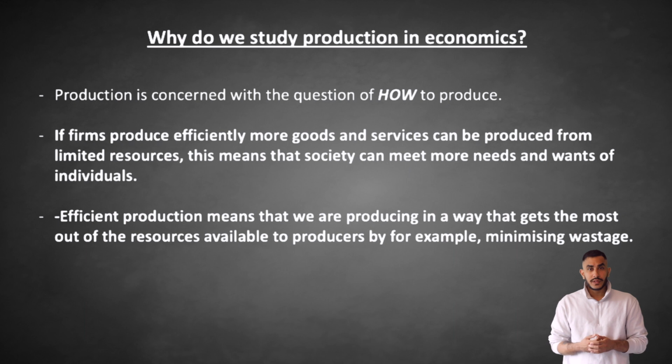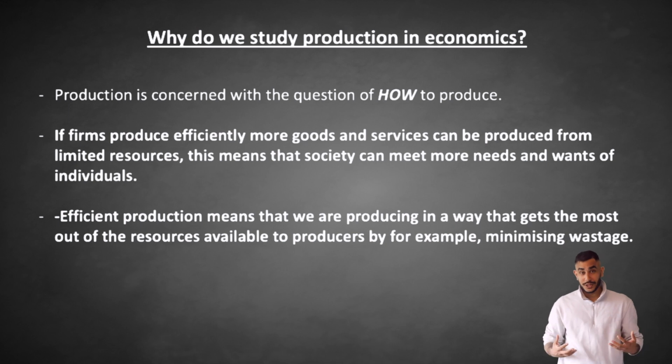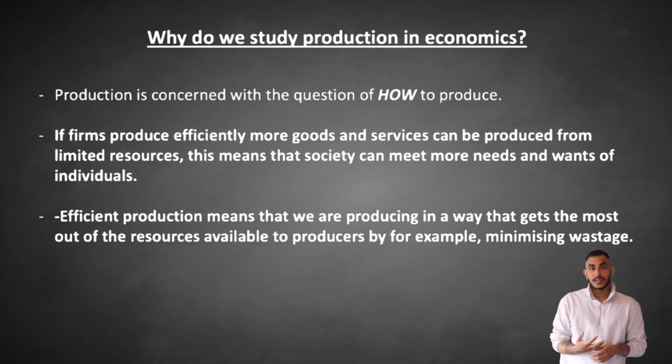In topic 2, we looked at the role of markets in helping society decide how to share out production or how to ration production. In this topic, we will focus on the question of how to produce. Economists are concerned with this question because how we produce goods and services from the limited resources that we have can have a great impact on how many needs and wants society can actually meet.